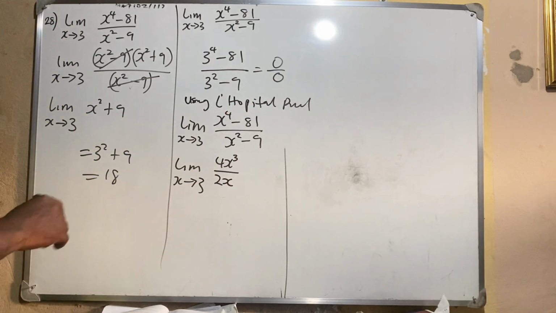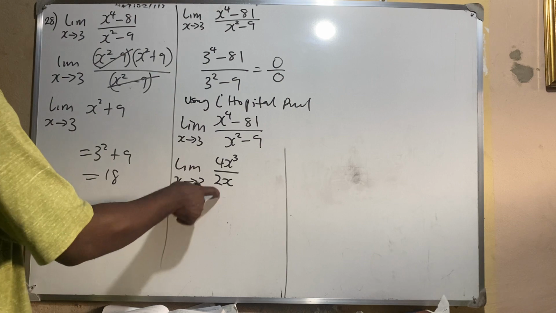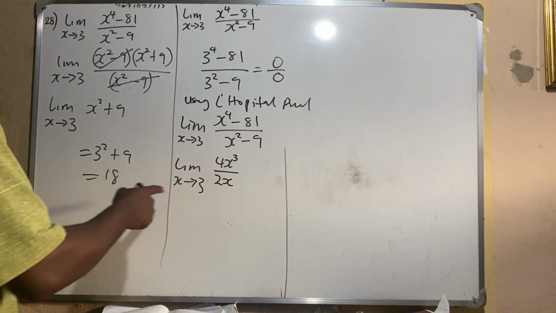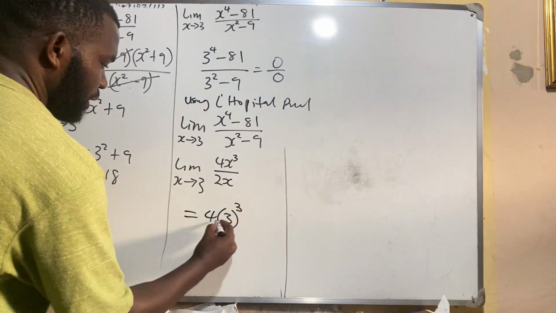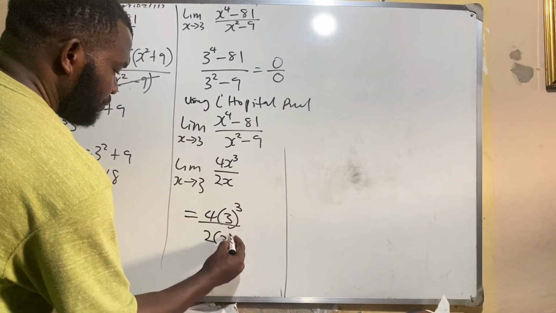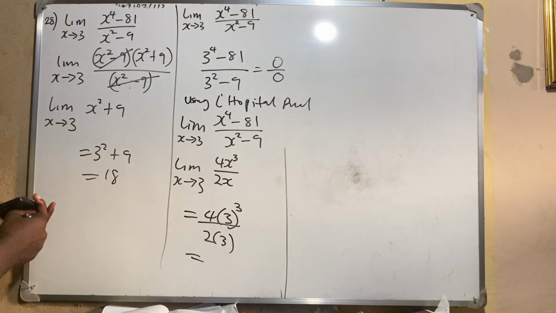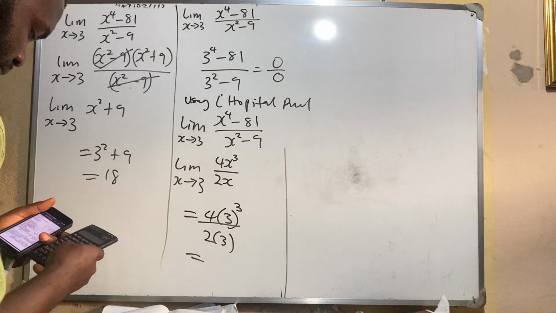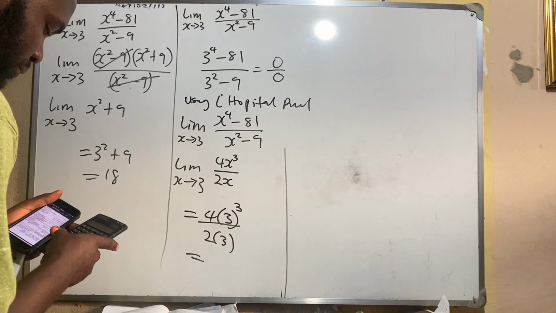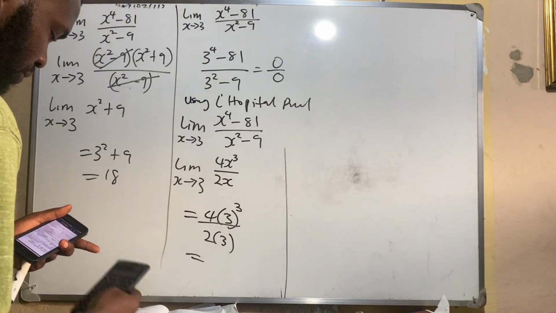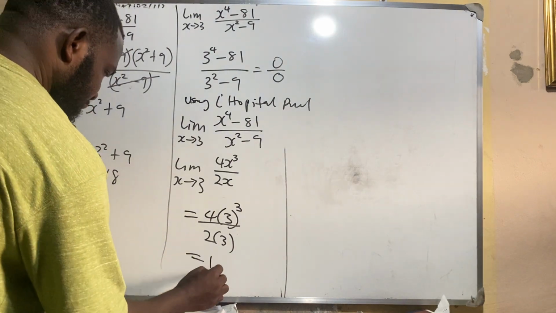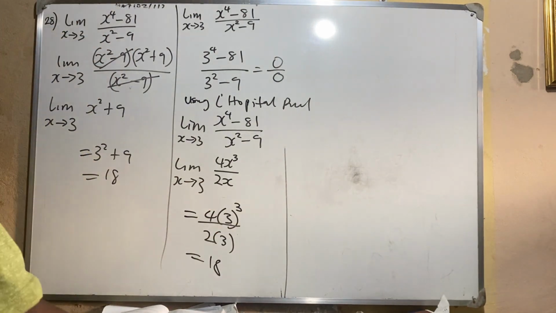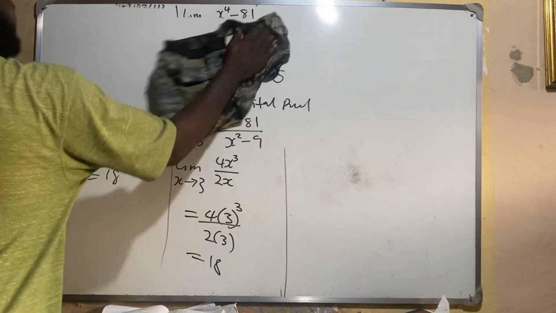Okay, if you look at this now, we can substitute. Please don't go and start dividing. Don't divide, please substitute. If I substitute, I'm going to have 4 in bracket of 3 raised to power 3 all over 2 in bracket of 3. So what do we have now? 4 times 27, I'm going to have 108 divided by 6. I have 18. 18 is still the correct answer. So any method you use is very, very correct.